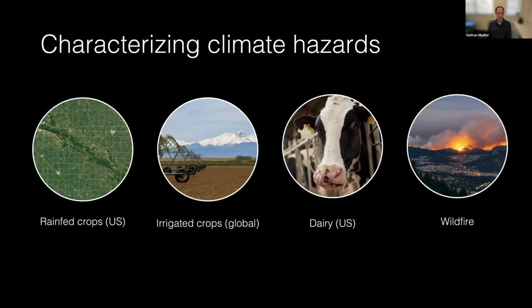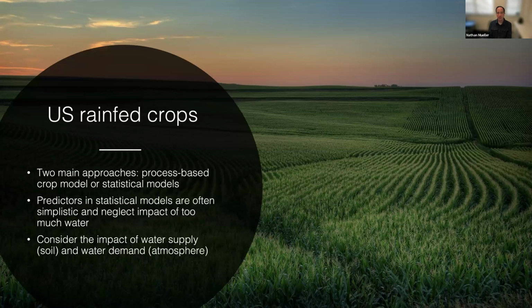So I want to dive into a few different examples of how we've tried to characterize climate hazards, and then I'll talk a little bit more about adaptation. I'm going to start with rain-fed crops in the US, then we'll move to irrigated crops globally, return to the US to talk a little bit about dairy systems, and then wildfire. So first, let's focus on US rain-fed crops.